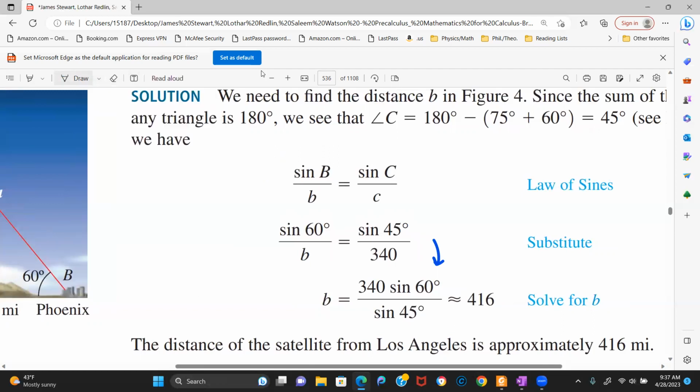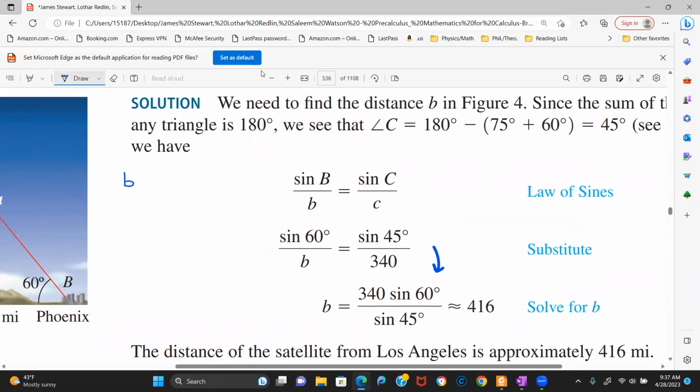So I guess the best way to do it is just invert the equation. So you take the reciprocal of both sides. Then you get b over sine 60 degrees is the same thing as 340 degrees over sine of a 45-degree angle. And then you can multiply both sides by sine of 60. So that gives you that b is equal to 340 degrees times sine of 60 degrees over sine of the 45-degree angle.